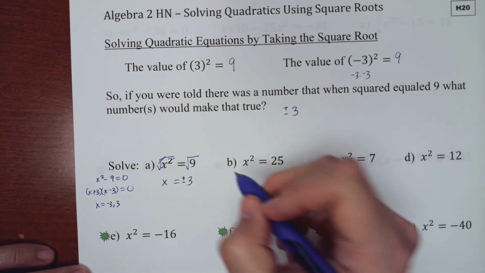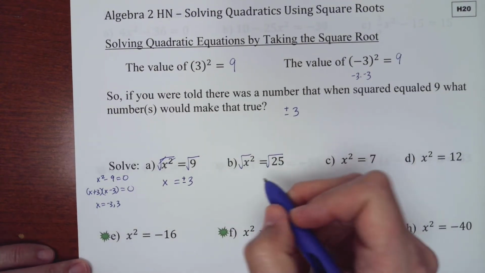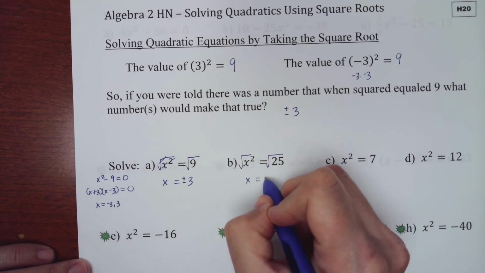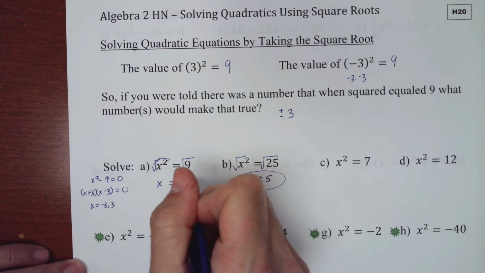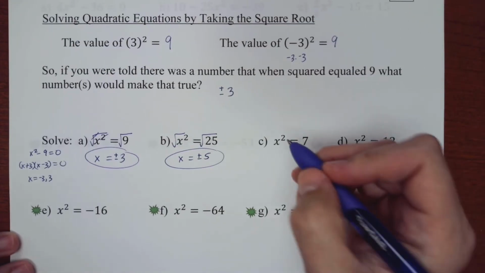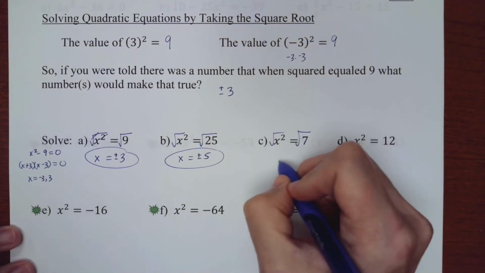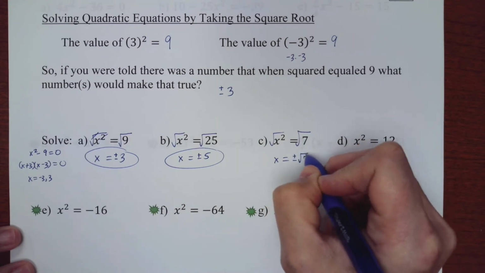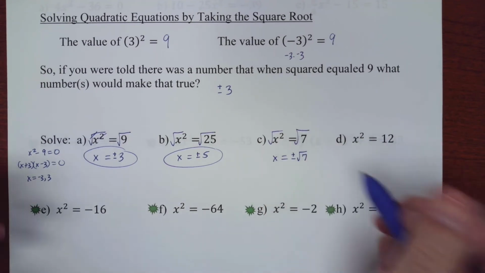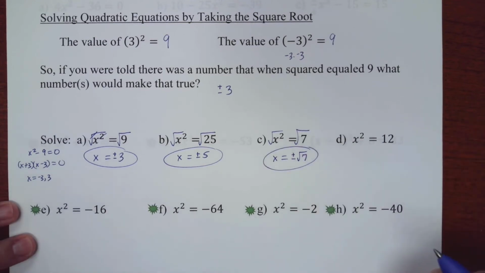So x squared equals 25, square root, and I would say x equals plus or minus 5. Okay, so I get 2 answers still, one positive, one negative. Over here, square root, and so x equals, and I would just say plus or minus radical 7. I mean, square root of 7 can't be reduced, it would just be some decimal, so I just leave it like this. Usually I don't want the decimal answer.